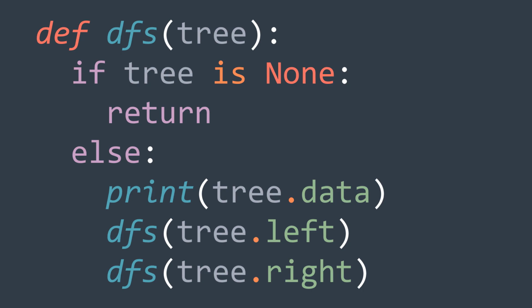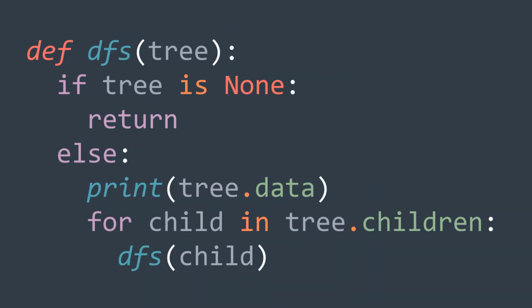And for an n-ary tree, a tree where a node is not limited to two children, we can do the same thing, but instead of calling the function with left and right, we have to traverse the array of children. Now let's move to the first example, the sum of elements of a binary tree.